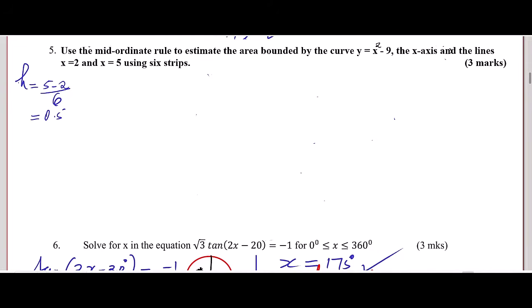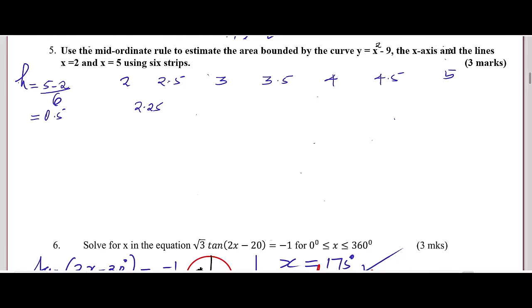and this will give you the interval of 0.5. So that means we shall use this interval from 2 to 2.5, then from 2.5 to 3, 3.5, then to 4, then 4.5, and then 5. That is the interval you're going to use. Now, using the mid-ordinate rule, we shall get the midpoints of each of the strips. So for example, the first one, from 2 to 2.5, the midpoint there will be 2.25.